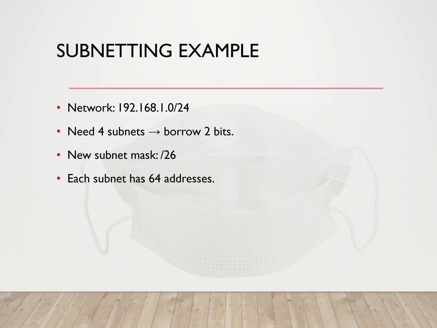Let's look at a subnetting example. Suppose we have the network 192.168.1.0/24 and we need four smaller networks. To create four subnets, we borrow 2 bits from the host portion. This changes the subnet mask from /24 to /26. Each subnet will then contain 64 total addresses.